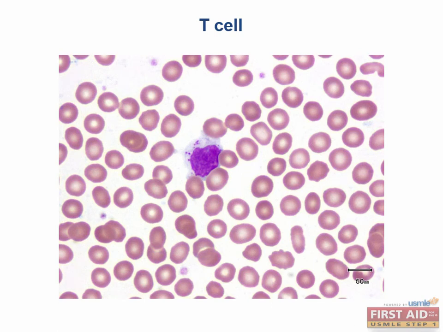Immature T cells can also differentiate into helper T cells. And here, the big thing to remember is that CD4 co-receptors interact with MHC class 2 receptors. And what are MHC class 2 receptors on?